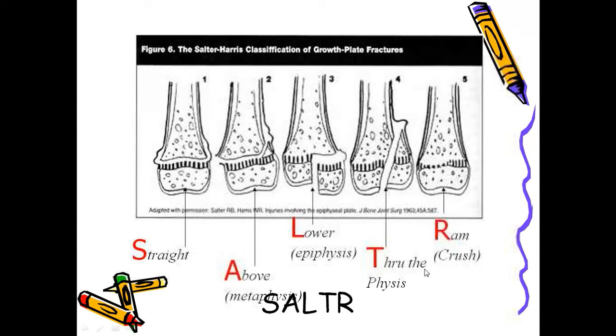Type 5 is a crush-like injury. If crushed, what happens? Here mainly the growth plate will be damaged. If crushed, this growth plate structure will be damaged in this area. This is the Salter-Harris classification. Everyone must remember this classification along with the diagrams, and you have to explain it, because this is a most important long question for you people.